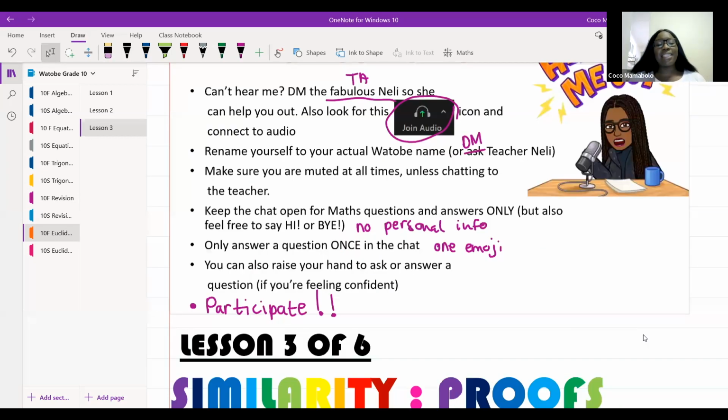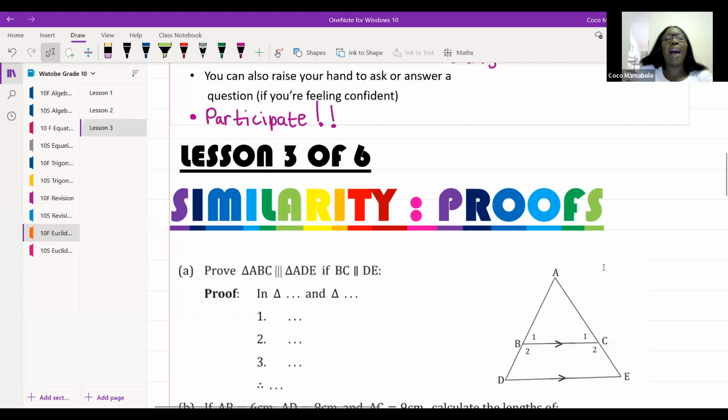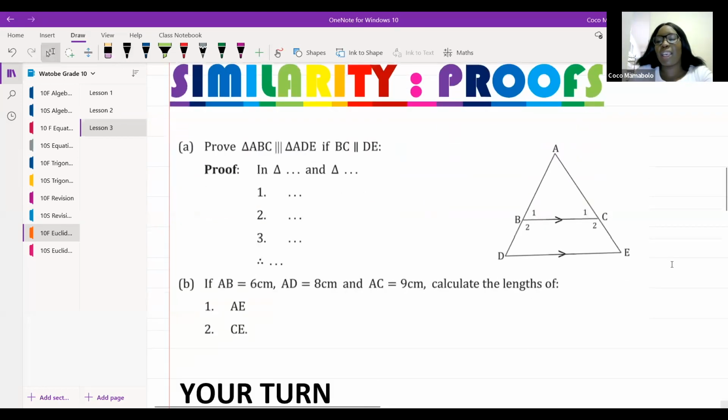All right. With that being said, this is lesson 3 of 16. We have been speaking about similarity. We spoke in detail about how similarity comes about, the difference between that and congruency in the last lesson. So today we're going to be focusing on the proofs of similarity and how we can actually prove that something is similar.